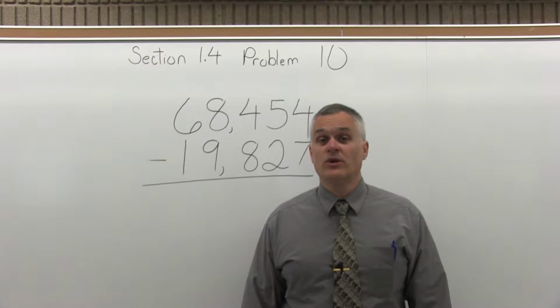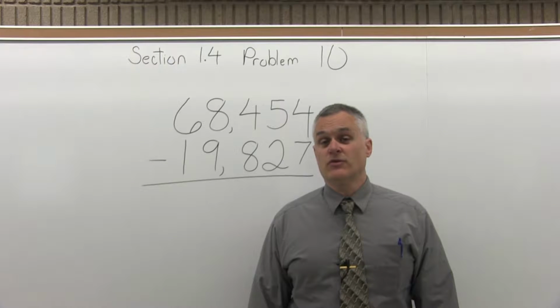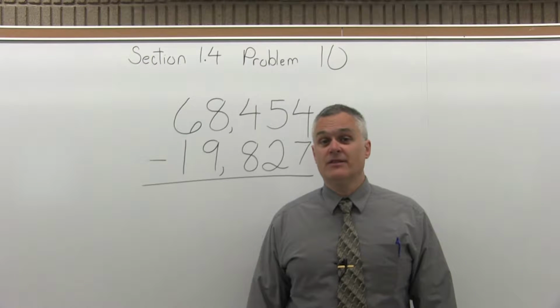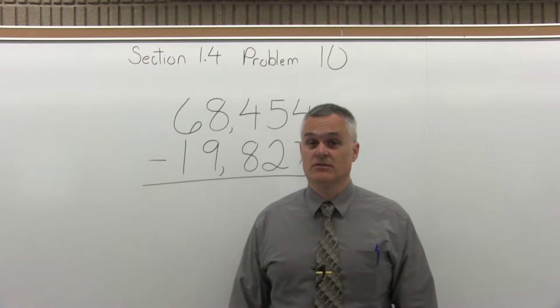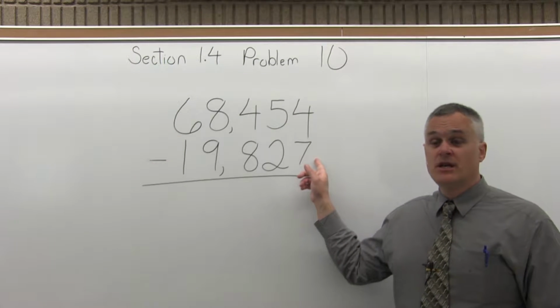This is Section 1.4, Problem 10. 68,454 minus 19,827. So we'll start in the far right column of digits, and we'll subtract.